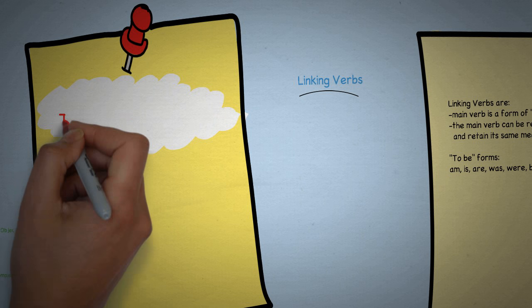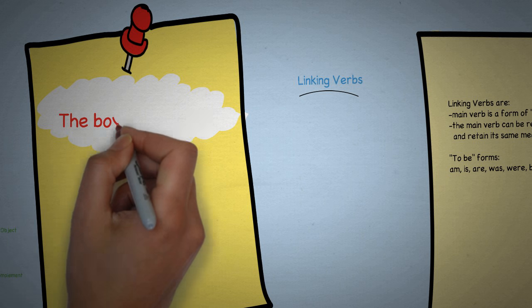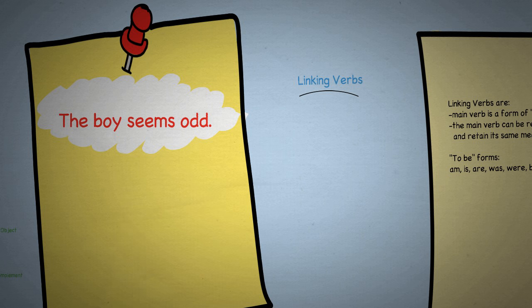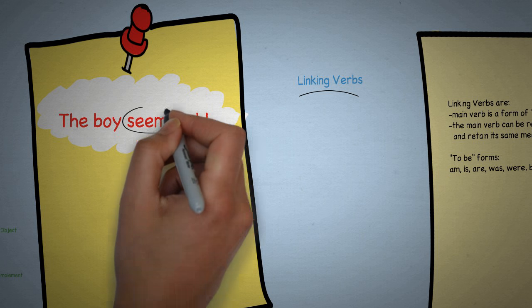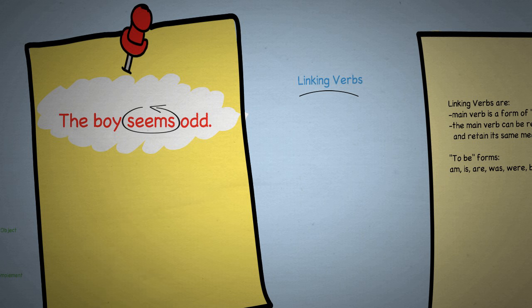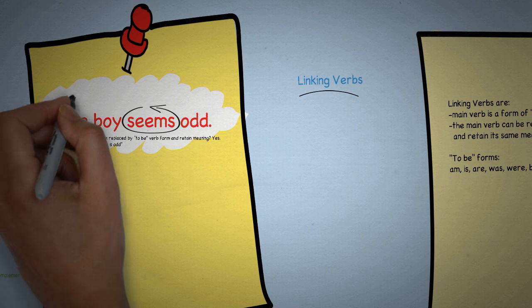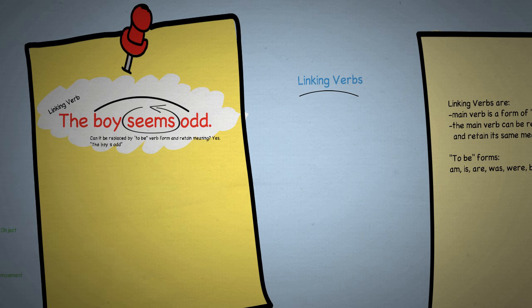The verb links those two pieces of information together. Now, if we had the same sentence, the boy seems odd, it's not as clear that it's a linking verb because it's not the to-be form. Yet, we know that we can take the verb seems and replace it with the to-be verb is, and the sentence retains an almost identical meaning. The boy is odd, the boy seems odd. Therefore, seems is functioning as a linking verb because it can be replaced by the to-be verb and retain its same meaning.